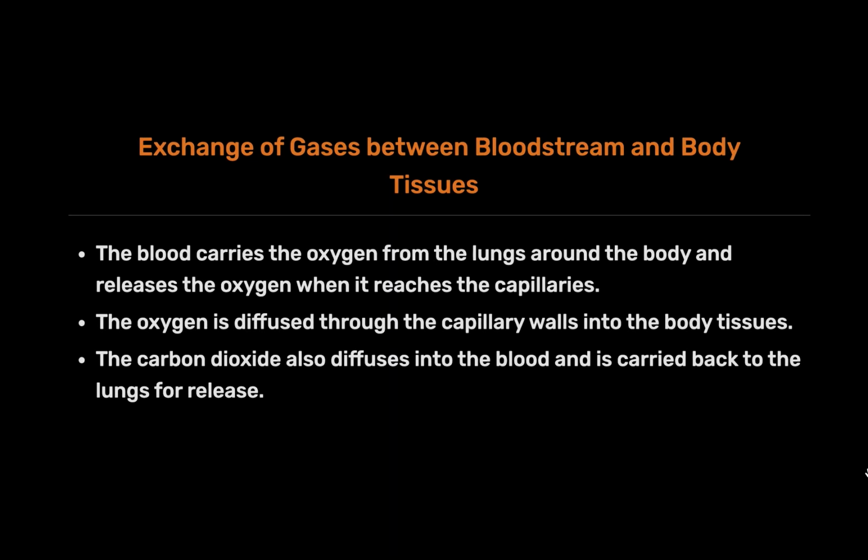Exchange of gases between bloodstream and body tissues. The blood carries the oxygen from the lungs around the body and releases the oxygen when it reaches the capillaries. The oxygen is diffused through the capillary walls into the body tissues. The carbon dioxide also diffuses into the blood and is carried back to the lungs for release.